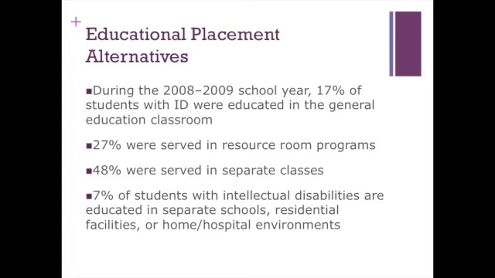And then 7% of students with intellectual disabilities are educated in separate schools, residential facilities, or hospital and home-based placements. And you can see that with students with more severe and profound disabilities, sometimes a hospital or more restrictive placement becomes necessary, as their medical needs increase, sometimes they end up in more restrictive placements.